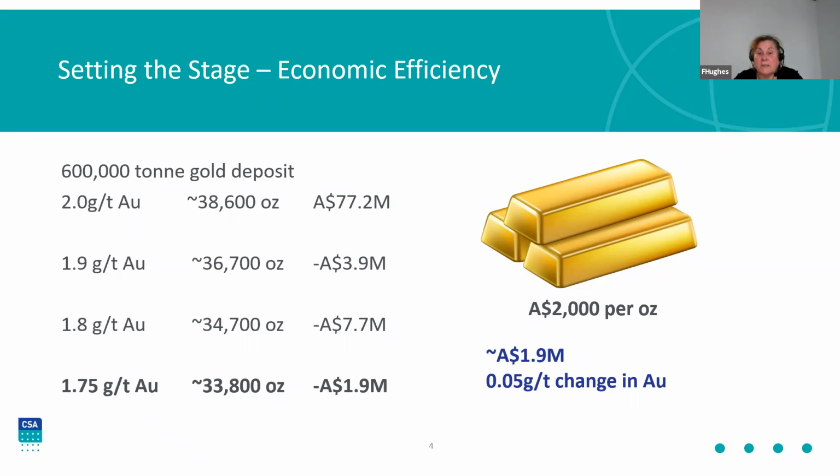0.2, we'd lose nearly $8 million. Just even losing 0.05 gram per tonne gold is nearly $2 million revenue that could have been saved if we'd been a little bit more efficient in our mining, or if we had more accurately determined our resource. Whatever the reason, it's easy to see that a slight change in things like grade can make quite a significant difference in terms of the economy.